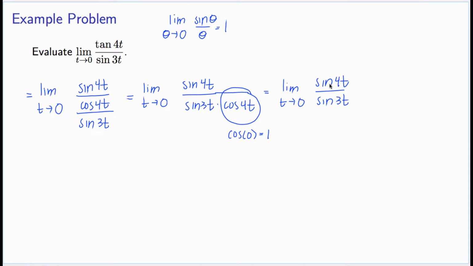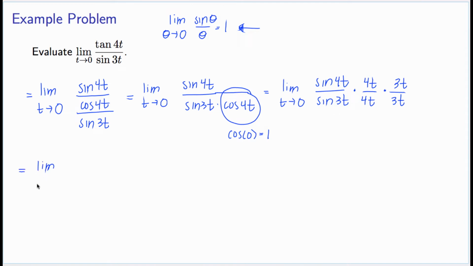In order to work with this sine of 4t, if I had sine of 4t over 4t, then I could use my sine theta over theta result. So I'm just going to multiply this by 4t over 4t. And again, I'm just multiplying by 1, so I haven't changed the result. And similarly, I'll go ahead and multiply by 3t over 3t so that I have something to work with my sine of 3t term. So now let's look at what we have.